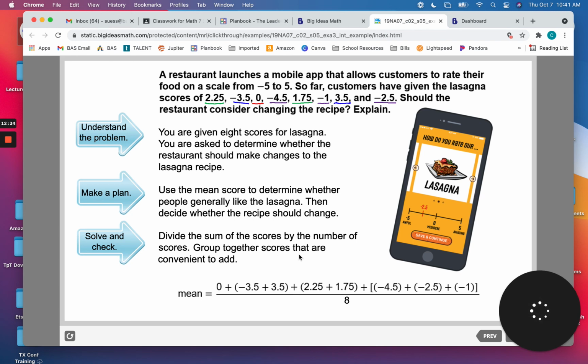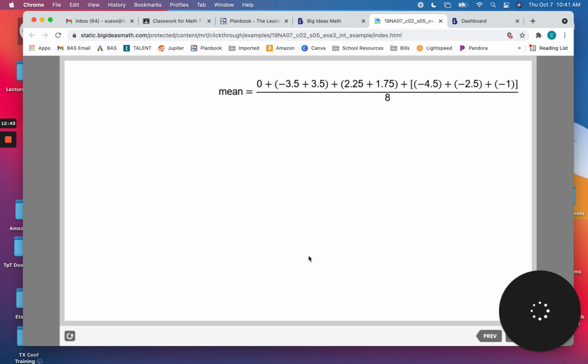Is that what y'all got? Did you divide it by 8? 2.375. Good job, Elliot. Well, it's -0.5. It's -2. That sounds more right. Ricky got it. Good job, Ricky. So their overall score is -0.5. So should they change the lasagna recipe?